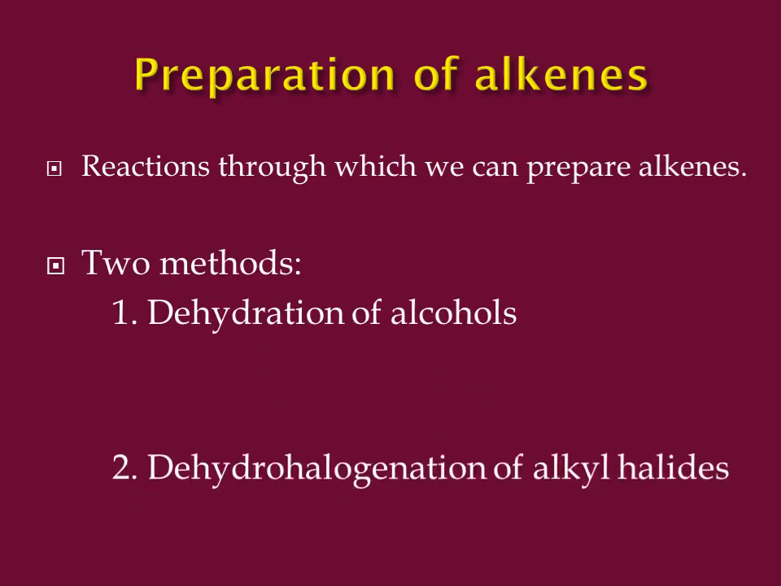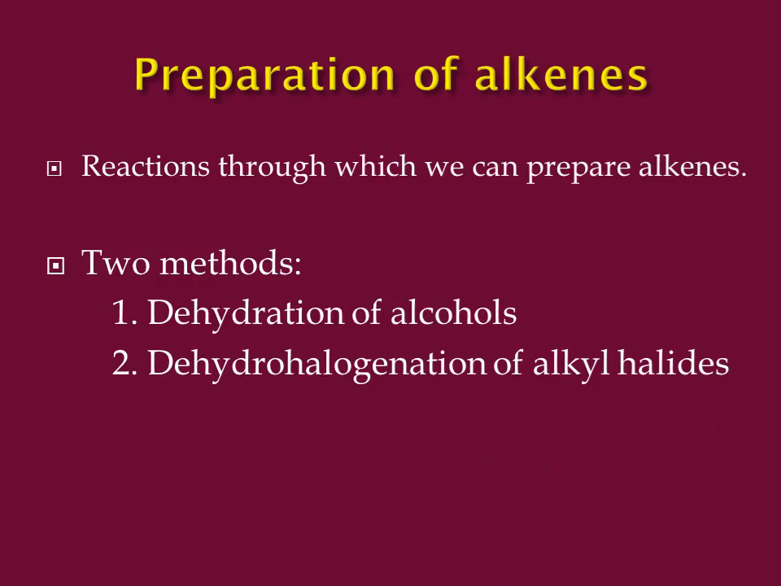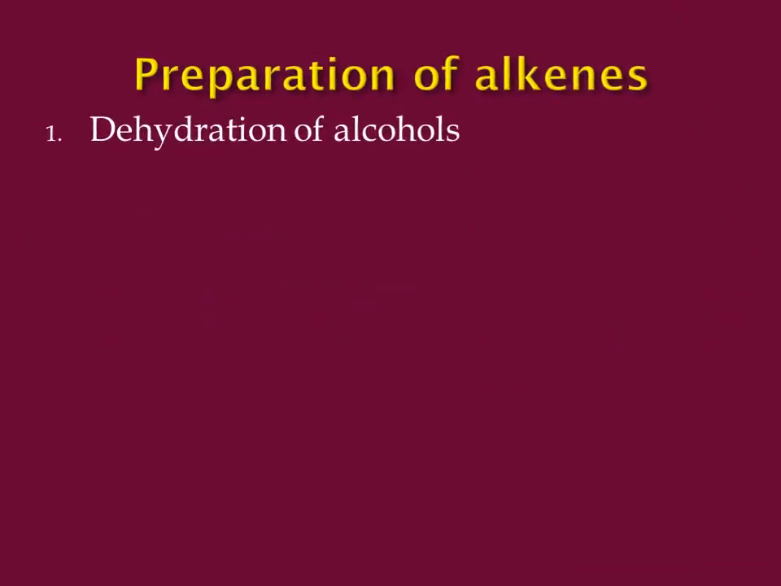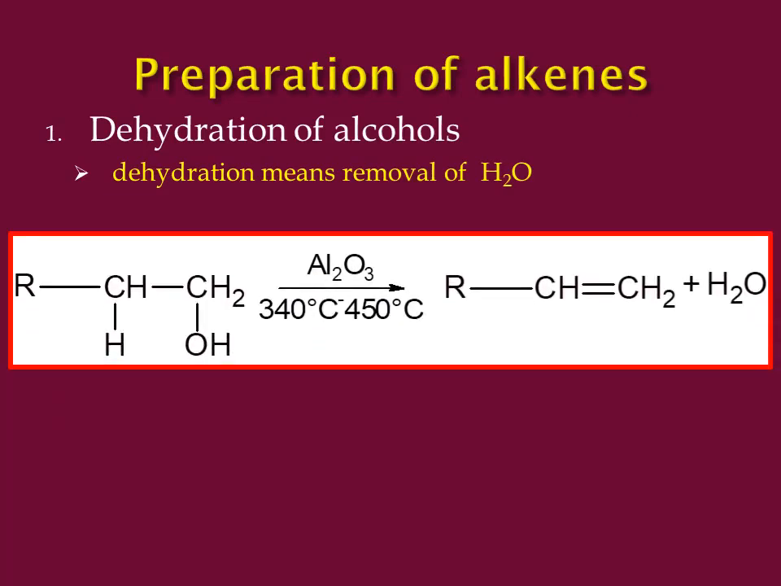The first method for the preparation of alkene is dehydration of alcohols, and students, you know that dehydration means removal of water molecule. So we are going to remove a molecule of water from an alcohol to produce an alkene. Now the alcohol molecule is going to remove a hydroxyl group and a hydrogen atom from adjacent carbon atoms when it is heated from 340 to 450 degrees Celsius in the presence of aluminium oxide. It gives an alkene and a water molecule.